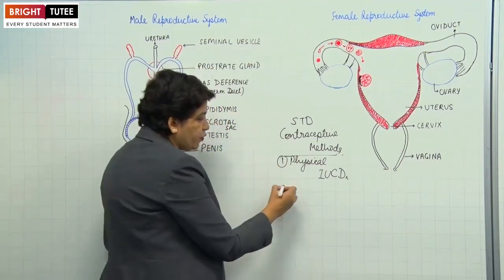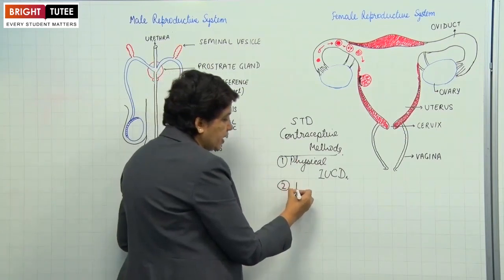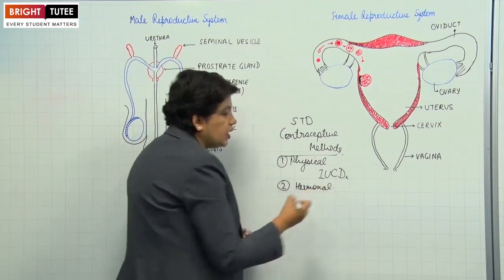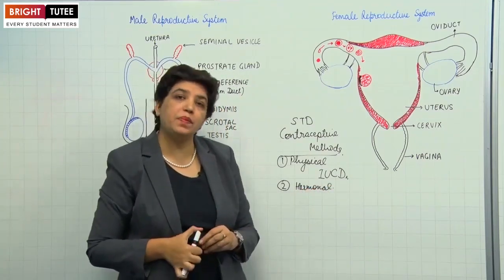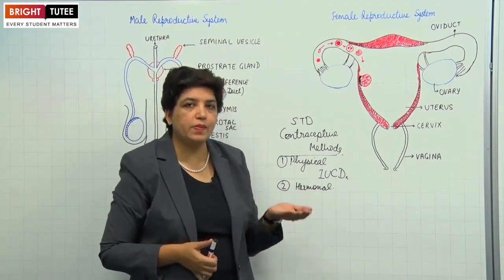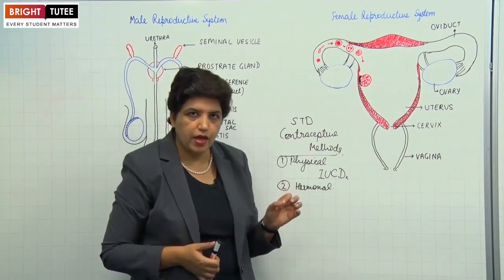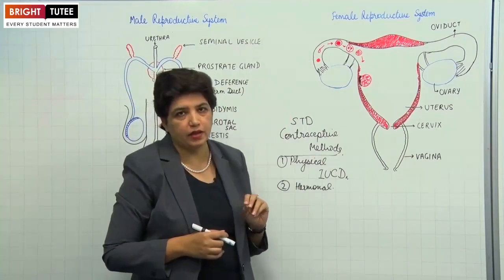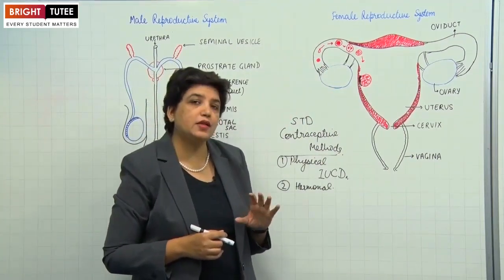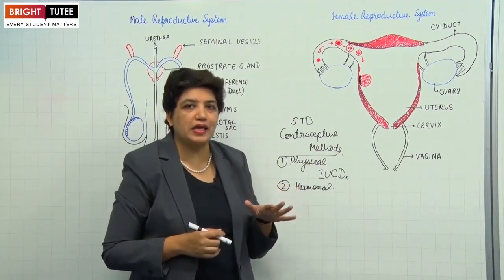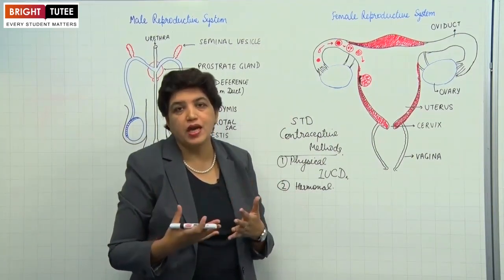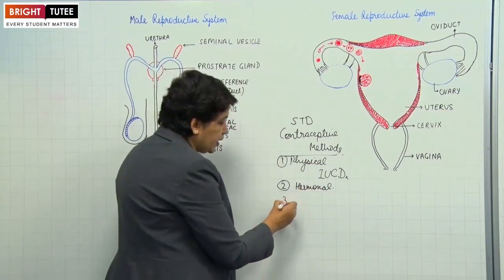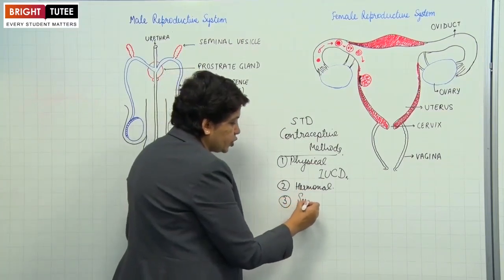Apart from physical, the second is the chemical or the hormonal methods. Certain hormones can be given as pills. Females can take it as a pill. They disrupt the production of egg cells by the ovaries. But since they cause imbalance in the hormonal balance of the body, there are many side effects of these methods. The third and the effective method is the surgical method.